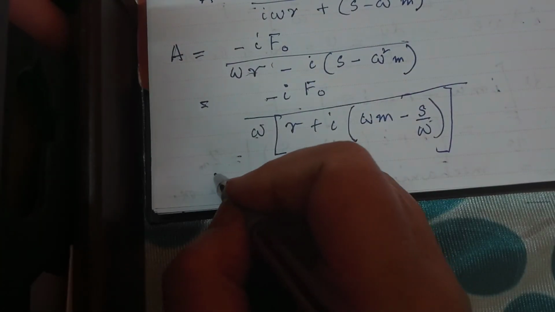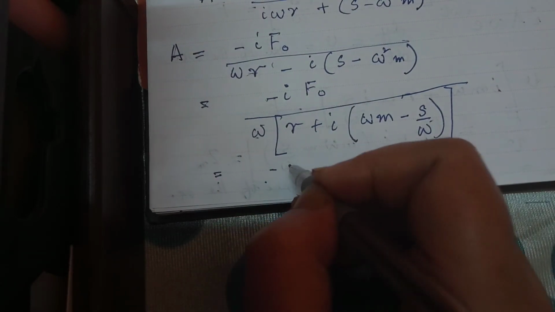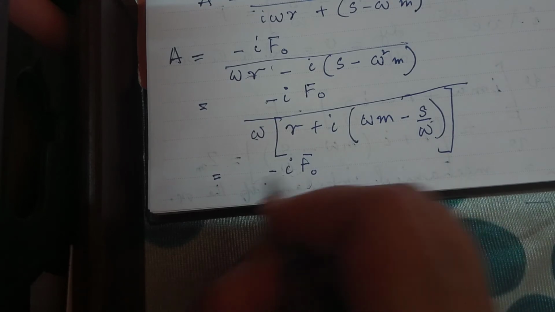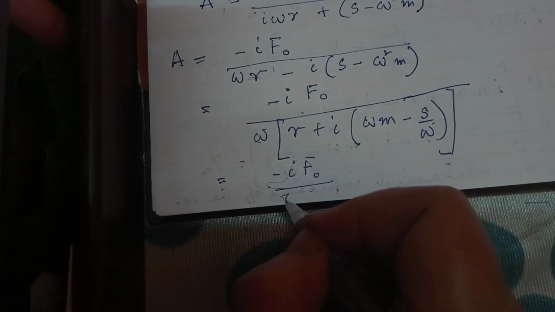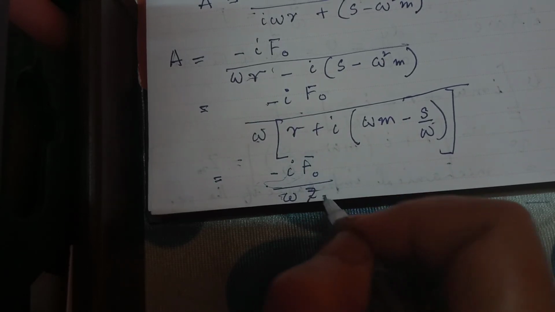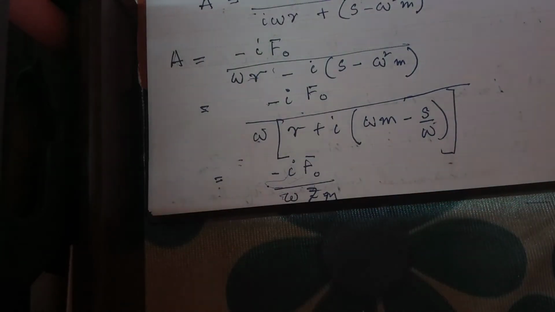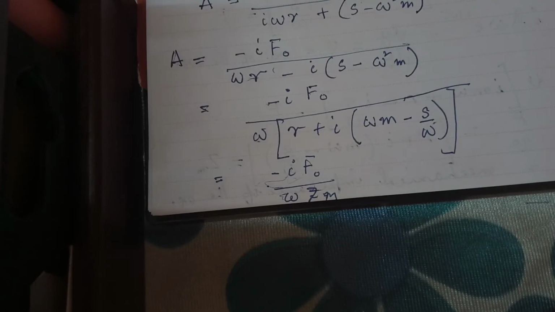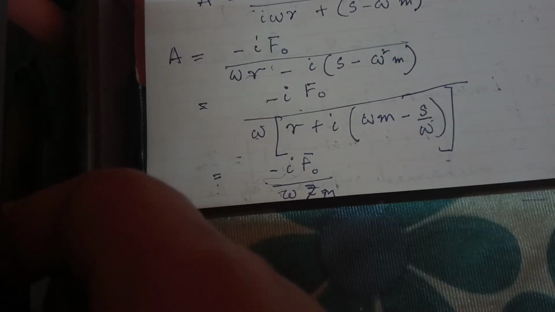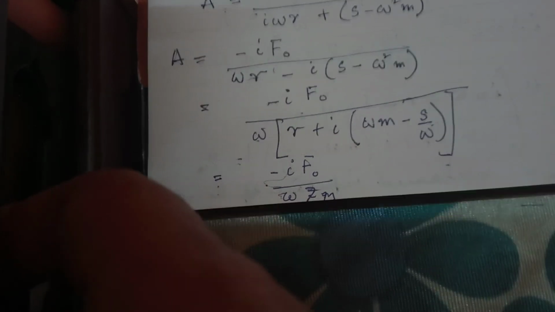So this comes out as minus I f naught by omega Zm, isn't it? Omega Zm. You get it in this manner, where Zm is the mechanical impedance. We have already shown that Zm is your mechanical impedance, isn't it? So this is what we have observed for Zm.